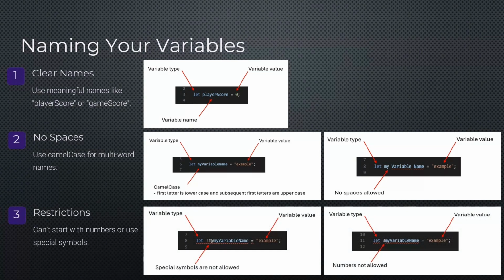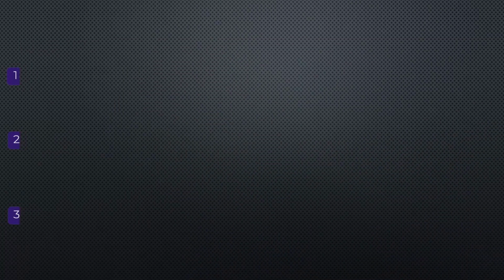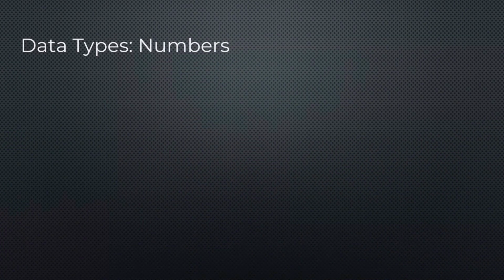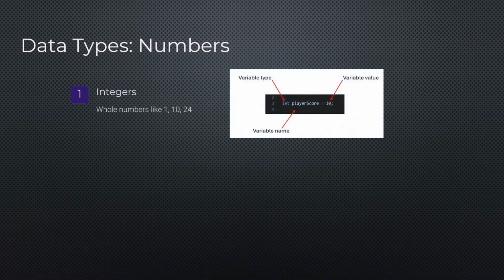Data types, numbers. So, we know what variables are. But what kind of info can they hold? This brings us to data types, the different kinds of information that variables can store. Think of it like this: just like in a game, you'd have different types of characters, like warriors, wizards, and healers. In programming, we have different data types, numbers, text, and true or false values.